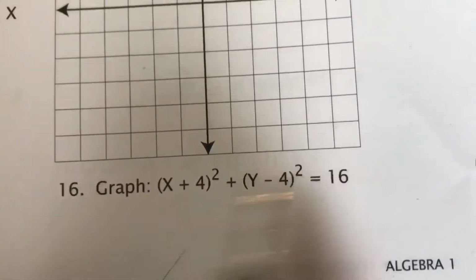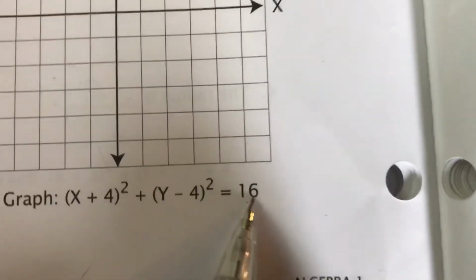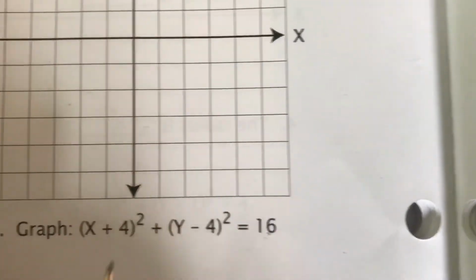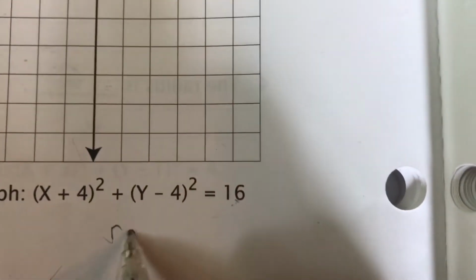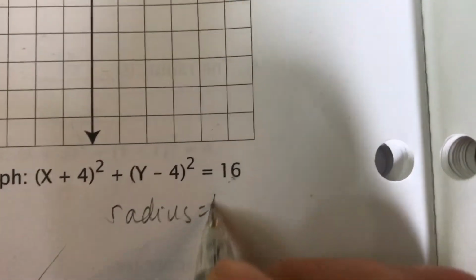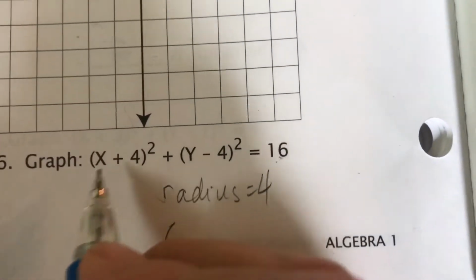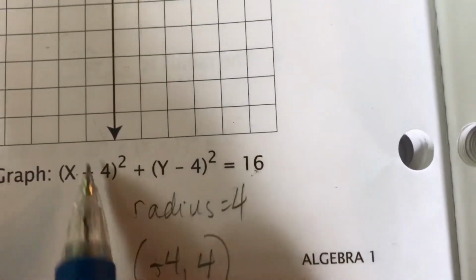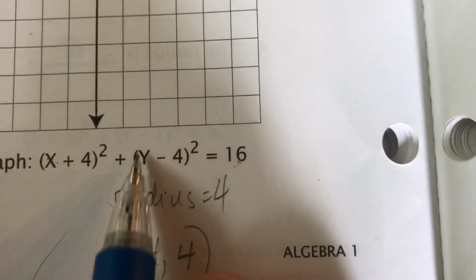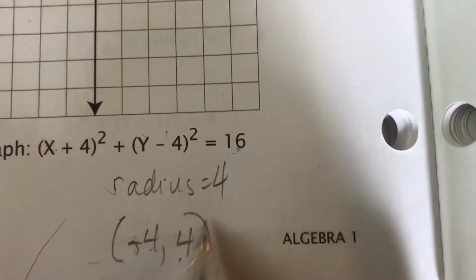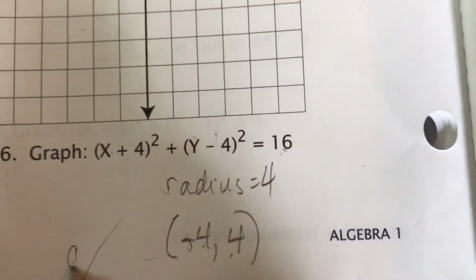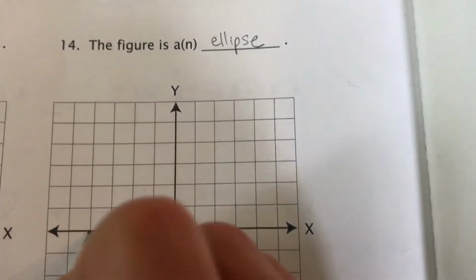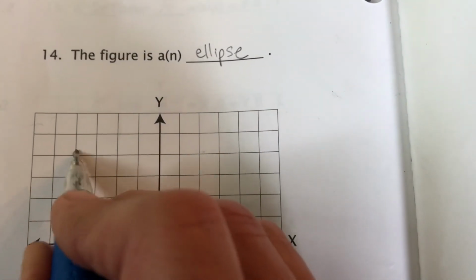Okay, now this one, by the way, is going to be a circle. Remember, you take the square root of that, which is 4, to tell yourself how far to move. So here, my radius is 4, and my center is what makes it 0, which would be negative 4, 4, because negative 4 plus 4 is 0, 4 minus 4 is 0. Okay, so that's how you would do that. So you would start with your center, which is negative 4, 4, 1, 2, 3, 4, 1, 2, 3, 4.